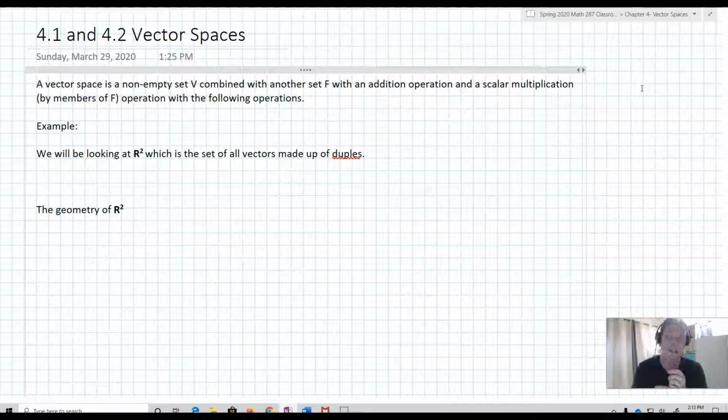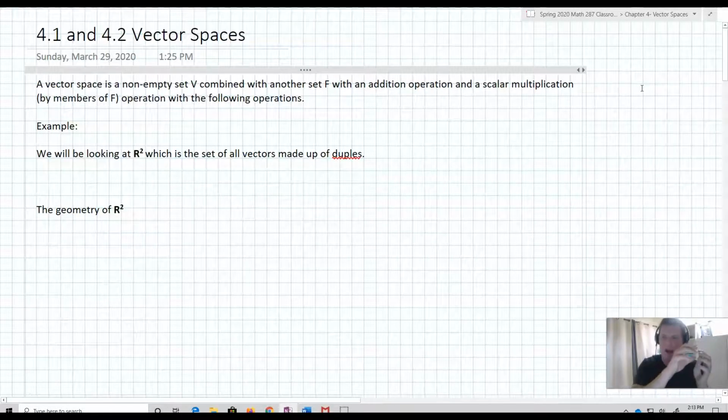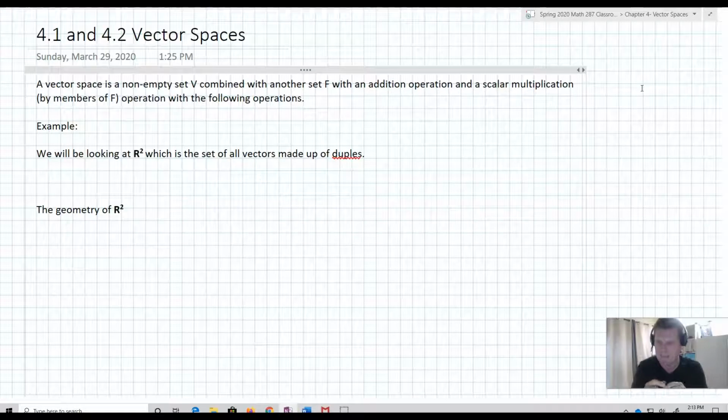We are going to be looking at several of them. And so, what you want to be able to do is generalize what it is that we're doing here with R2 and with R3 and with the polynomials out to any vector space that you're looking at. Okay. So, let's start out with a definition here.